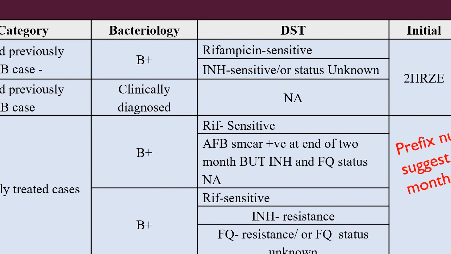If we know the rifampicin status is sensitive, but INH is resistant, and we don't know the fluoroquinolone status or the fluoroquinolone is resistant, then again we give a 4 drug combination for 6 months. If we have a previously treated case who is bacteriologically positive, rifampicin sensitive and fluoroquinolone sensitive, but INH status is known and is INH resistant, then we give a 4 drug combination for 6 months along with levofloxacin.